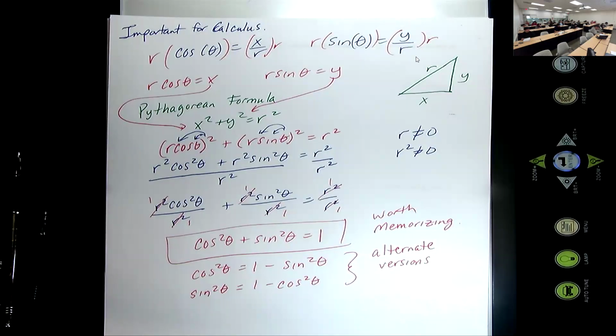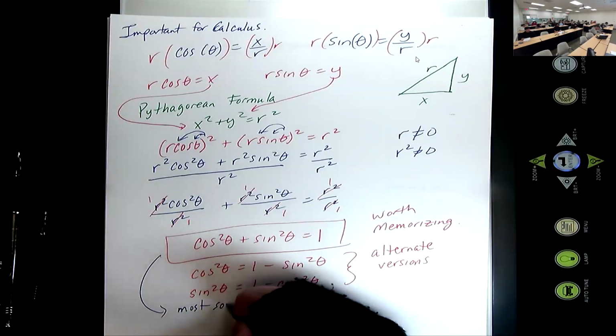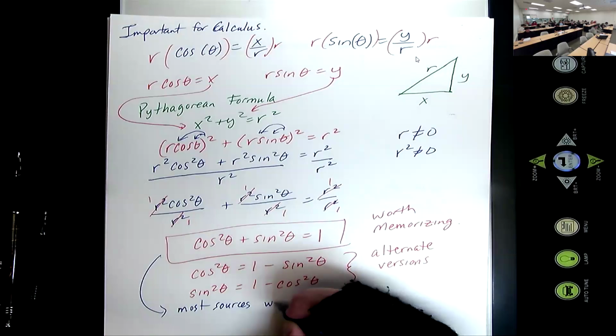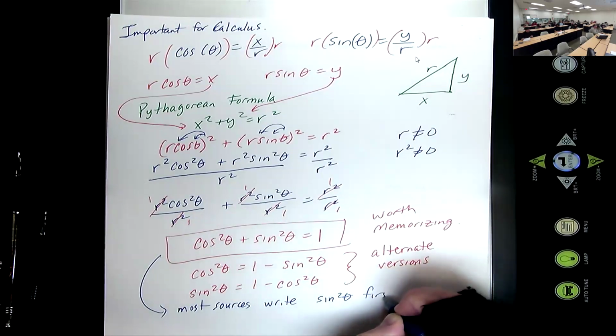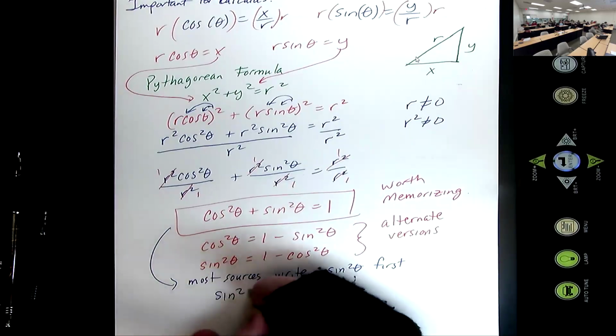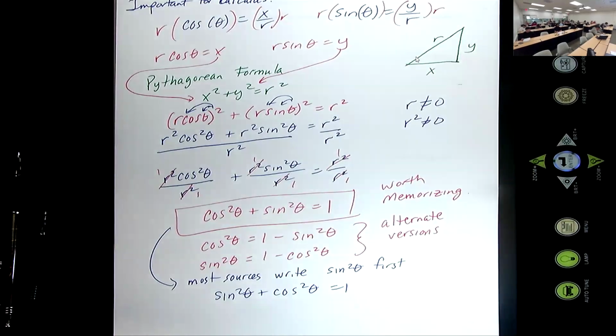And oddly enough, and I don't know why, most sources write the sine first: sine squared theta plus cosine squared theta equals 1. They're the same. When you have two numbers added together, you can just change the order and addition doesn't change.